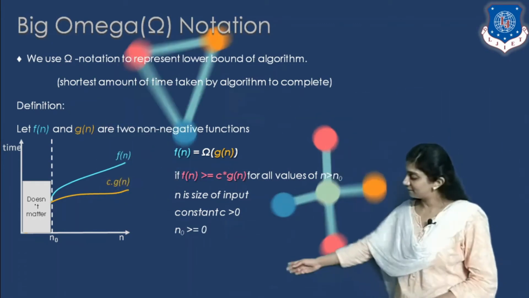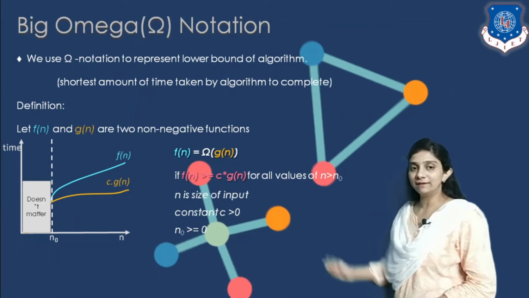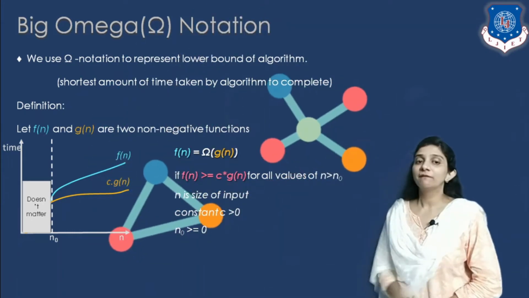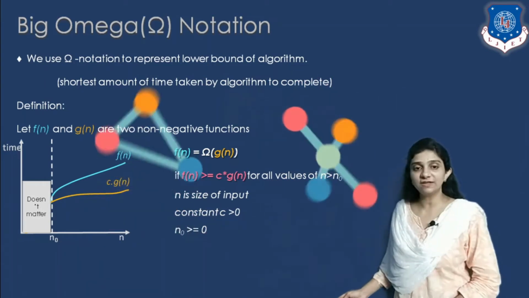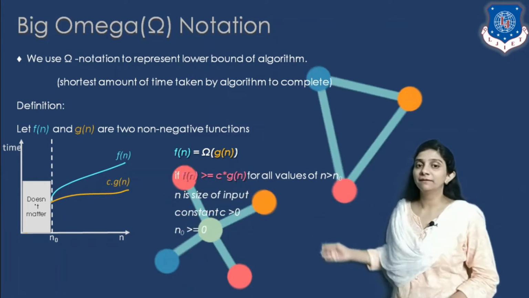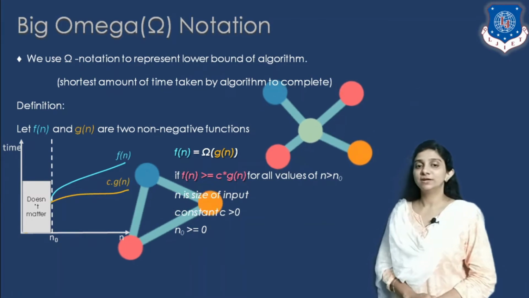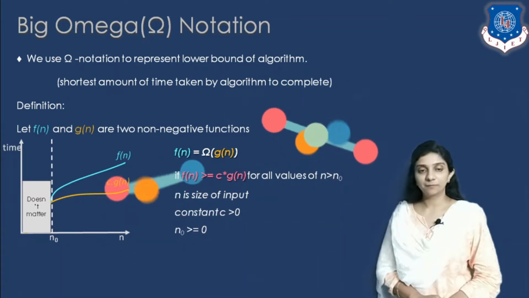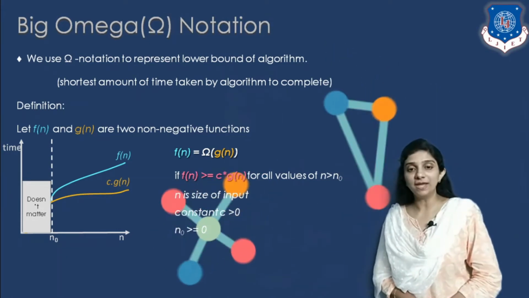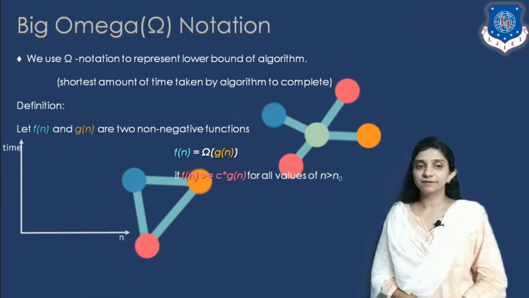So for every input from n naught onwards, my f of n is always greater than c g of n, where n is the input size, c is simply a non-negative constant, and n naught is always greater than or equal to 0. It should be non-negative, that means input cannot be negative.